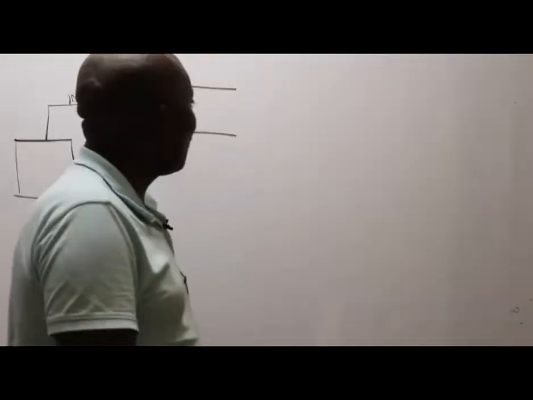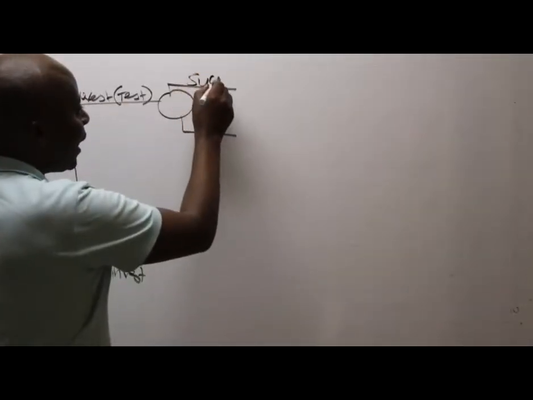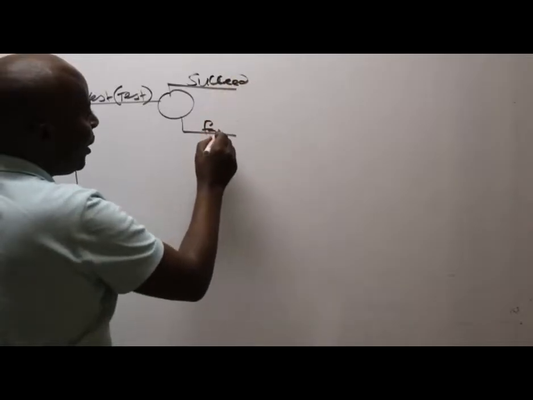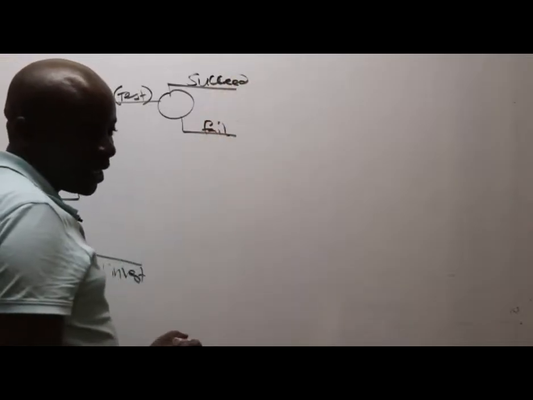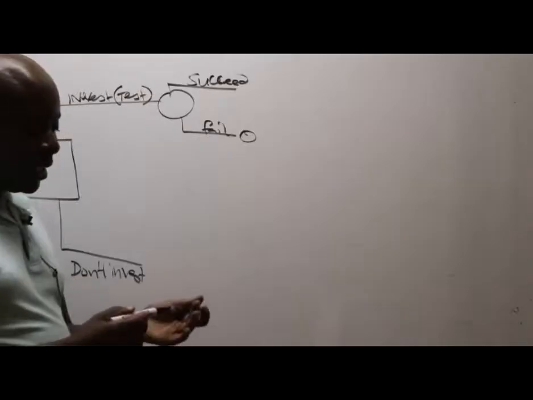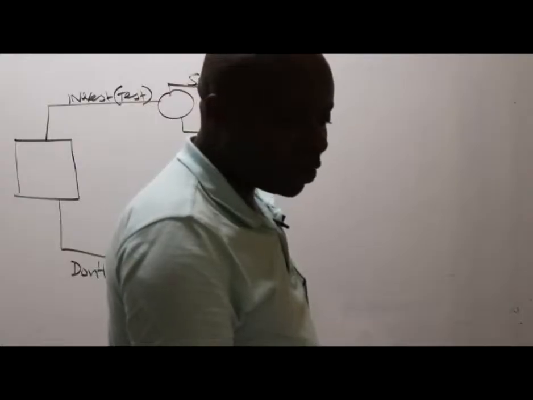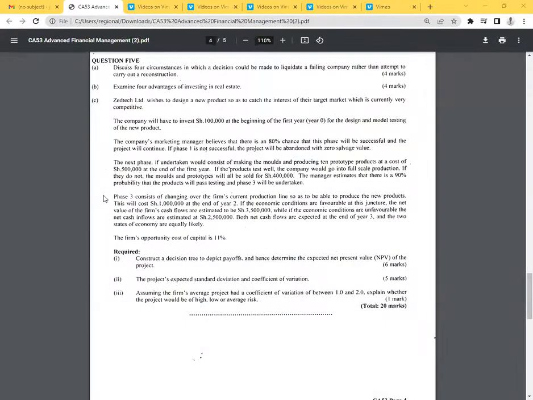So listen to me very well. This test, we could either succeed or fail. And if we fail, what have they told us? That we shall be able to sell them without realizing anything much. We're not going to realize anything whatsoever. That's what they've told us. The marketing manager believes there is an 80% chance that this phase will be successful and the project will continue. If phase one is not successful, the project will be scrapped or abandoned with zero salvage value. So we have got 80% and 20%.